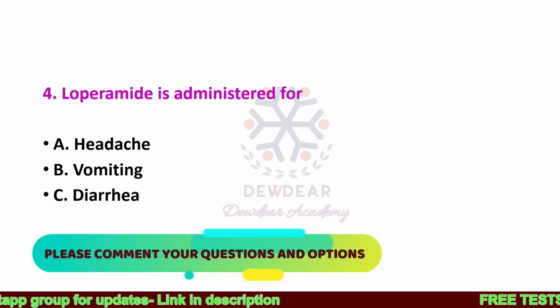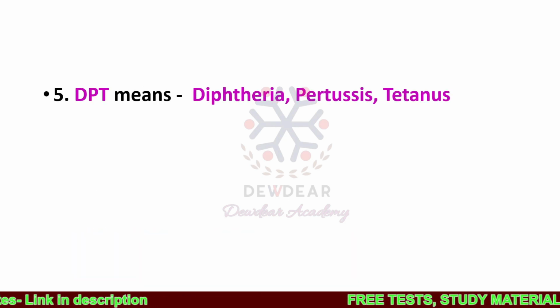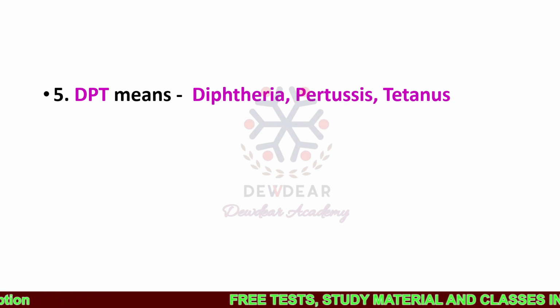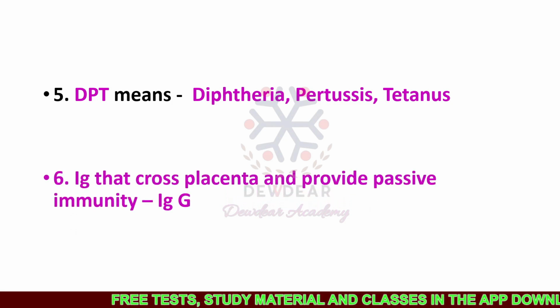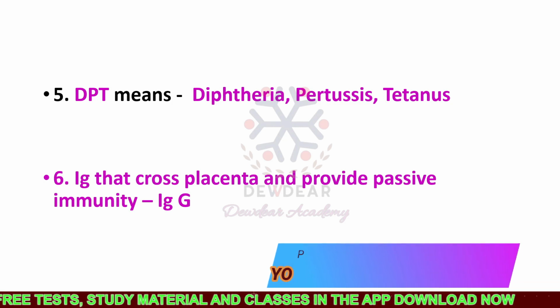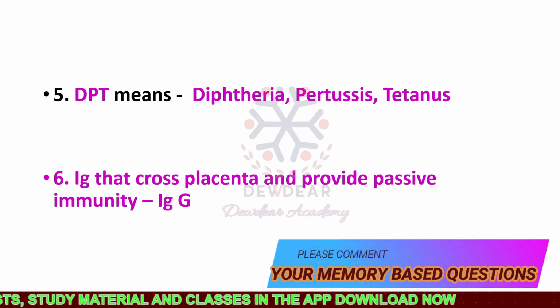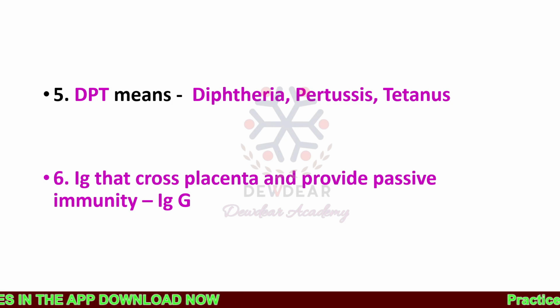Then question number 5. DPT means diphtheria, pertussis and tetanus. So that was one question. Then another question was the immunoglobulin that crosses the placenta and provides passive immunity. So the correct answer is immunoglobulin G, IgG. The immunoglobulin that crosses the placenta and provides passive immunity is immunoglobulin G.